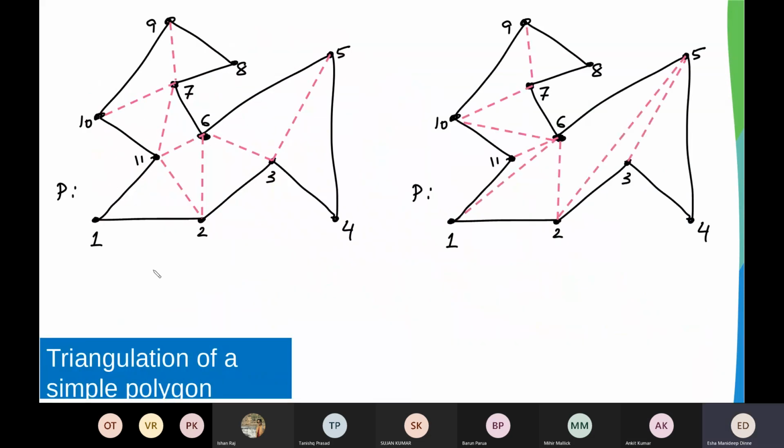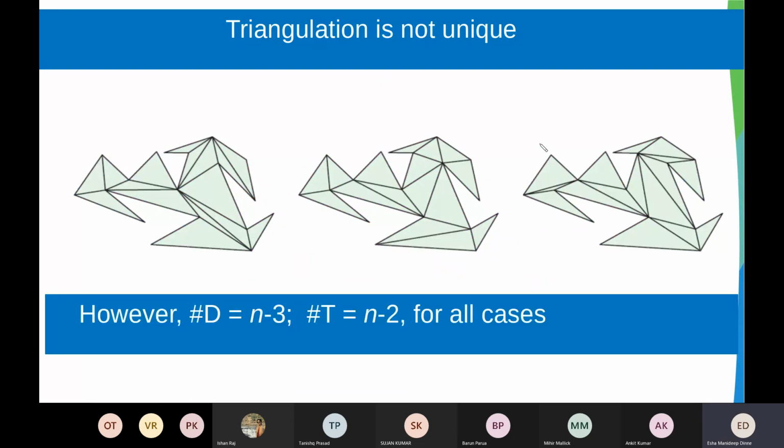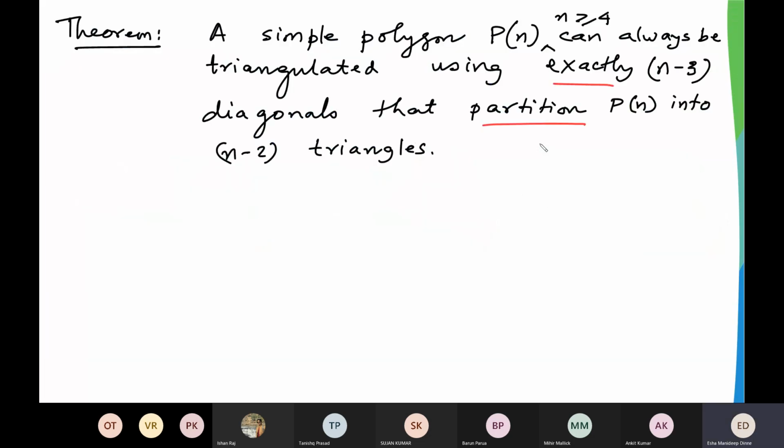Somebody previously said that there are multiple triangulations possible. This is one example. This is one triangulation and this is another one. So for the same polygon, there are two triangulations. Triangulation is not unique, but the number of triangles and the number of diagonals is the same for all cases. Okay, so now let's look at this theorem.